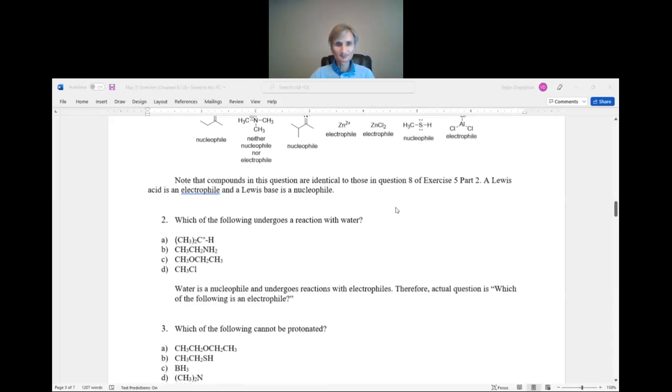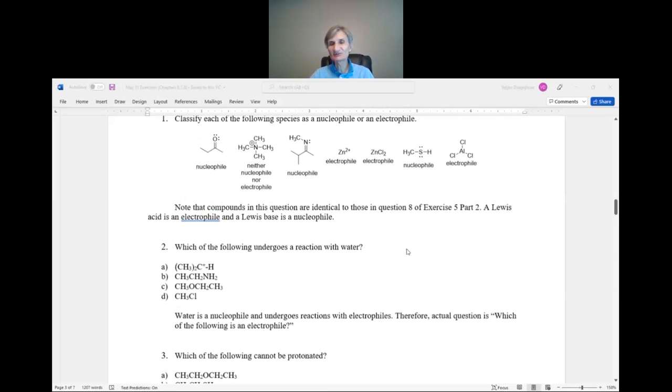Okay. And then next question is actually application of the previous one. Which of the following undergoes reaction with water? Well, water is a nucleophile. So really question is which one is an electrophile? Or if we look at definition of electrophile, electrophile must have empty orbital. So ultimately question is which of the following has an empty orbital? And first one is carbocation. Carbocation has empty p orbital. So A is correct answer.